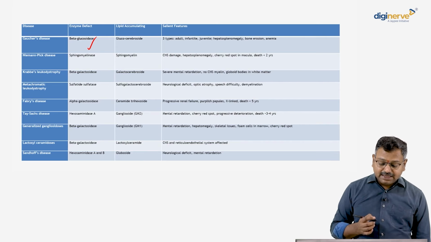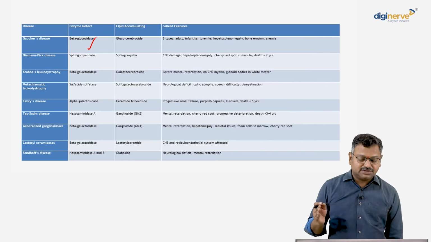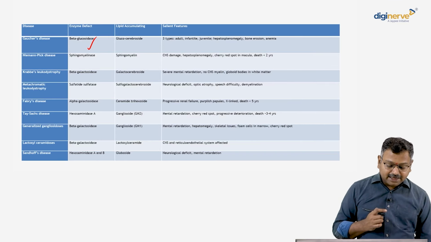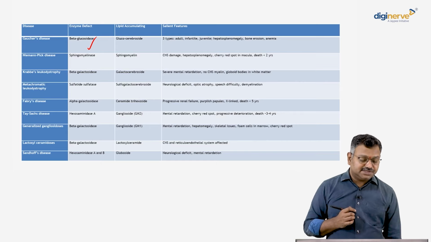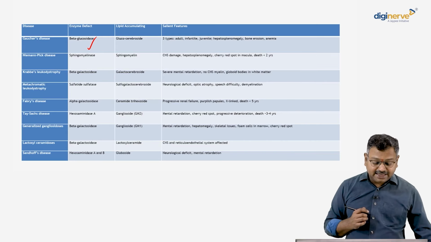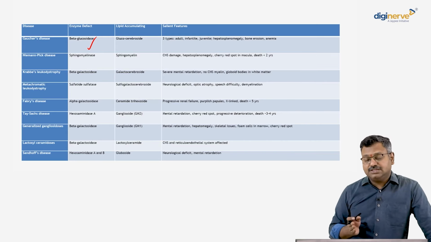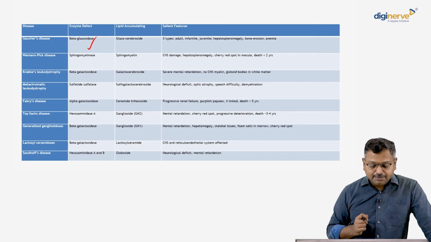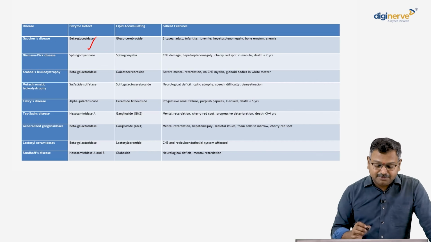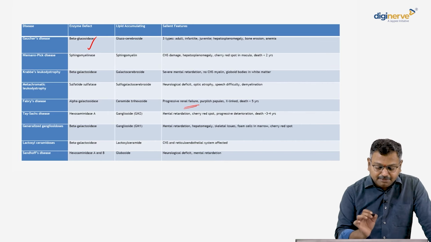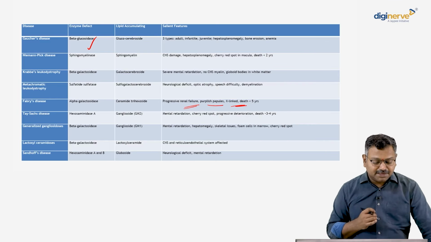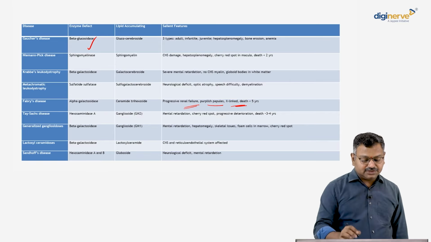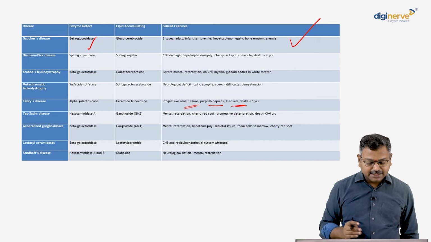Krabbe is a beta-galactosidase deficiency. Severe mental retardation is not seen in Gaucher's. Metachromatic leukodystrophy, the deficiency is sulfatidase, sulfatase, and here they have neurological defects, optic atrophy, speech defects, and demyelination. Fabry's, alpha galactosidase, progressive renal failure, very important, purplish papules, X-linked, and death within 5 years. Adults, you don't see it. So in adults, Gaucher's is the most important.